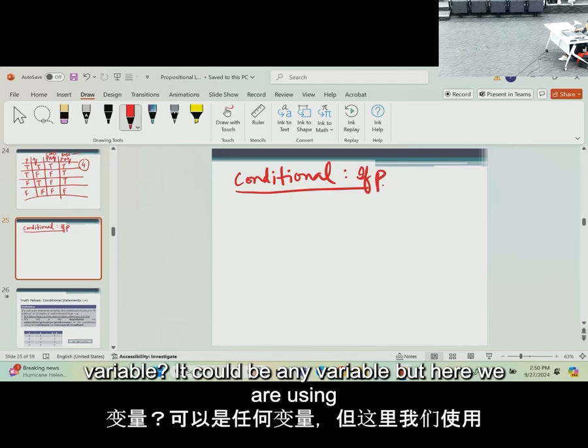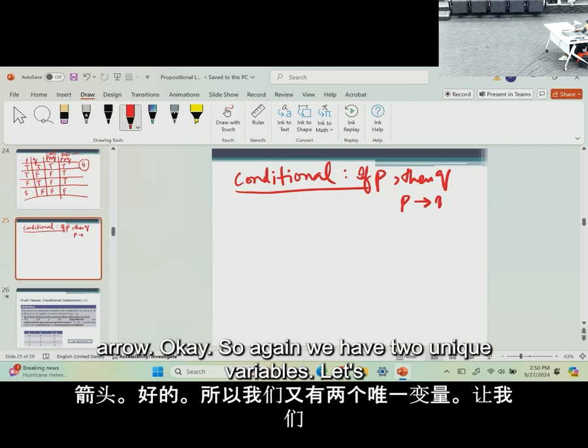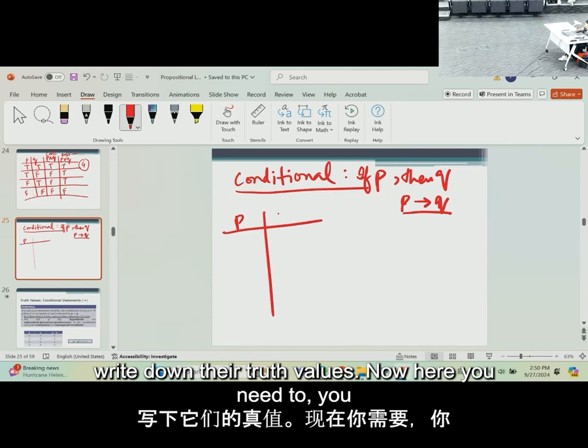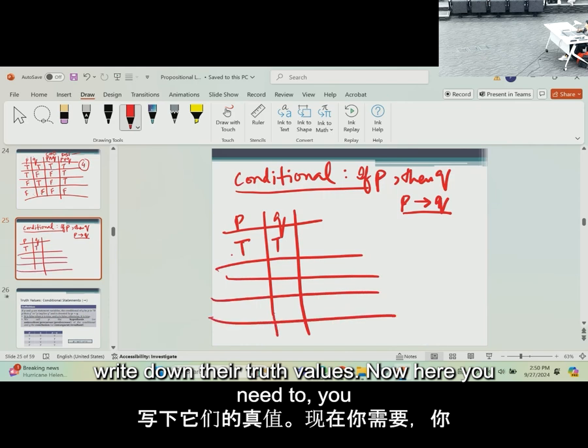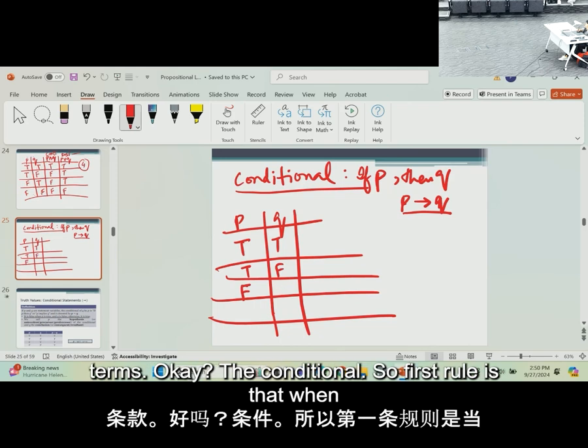Any statement variable, it could be any variable, but here we are using P and Q. So if P, then Q. Symbolically, a single-headed arrow. Okay. So again, we have two unique variables. Let's write down their truth values. Now here you will refer to the hypothesis and conclusion, these two terms, okay?